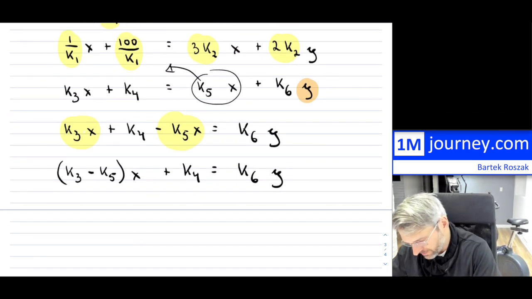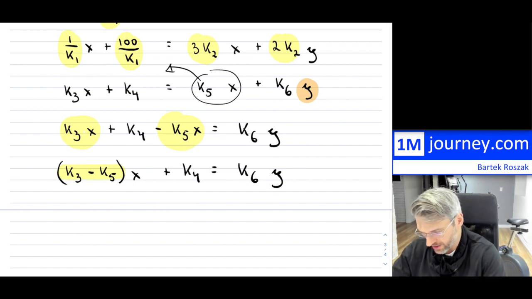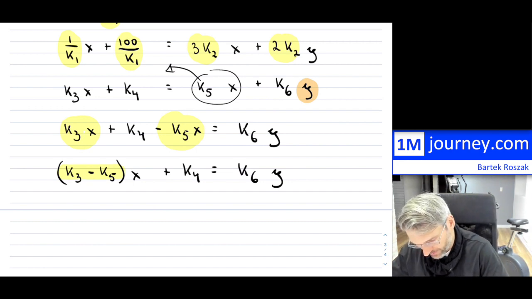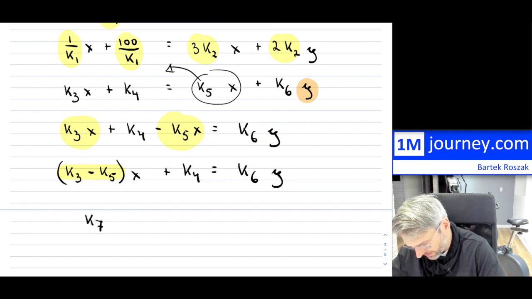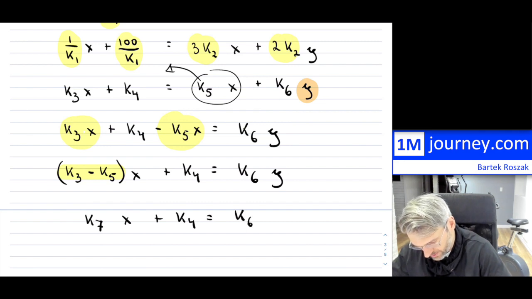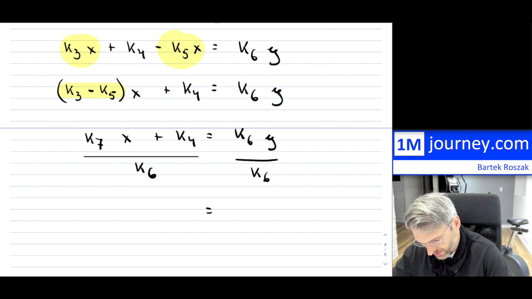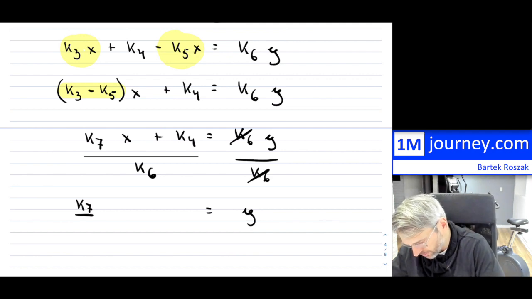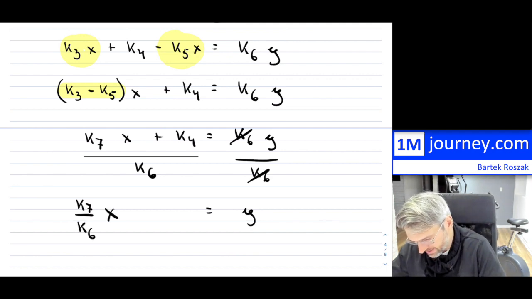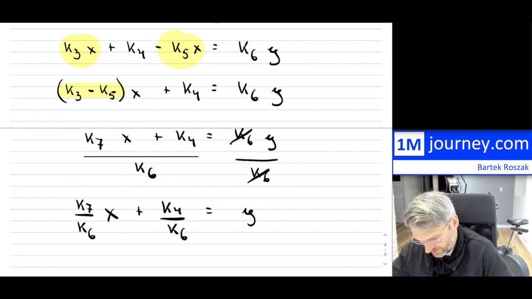And again, by the same argument, this is nothing else but a constant. It's just some number. I've already used k6, so I'm going to call this k7x plus k4 is equal to k6y. To solve for y, I just have to divide by k6 on both sides. So this is what I'm going to get. And this is pretty neat because you're going to get y, so this cancels off. And you're going to get k7 all over k6 x plus k4 all over k6.